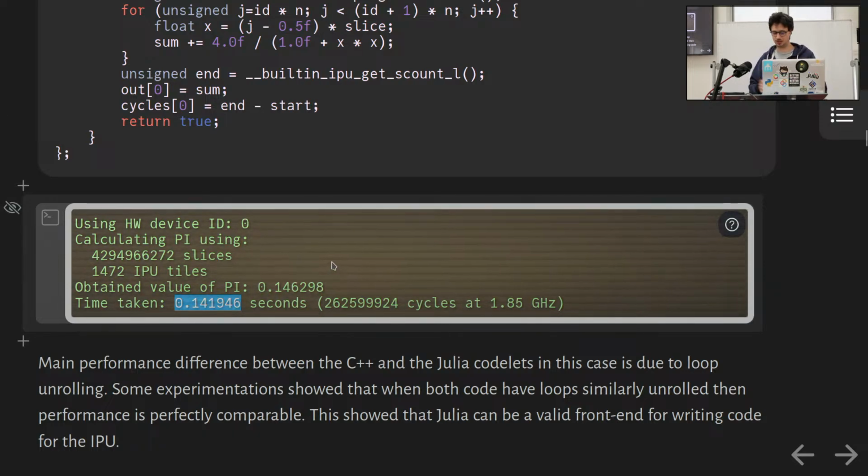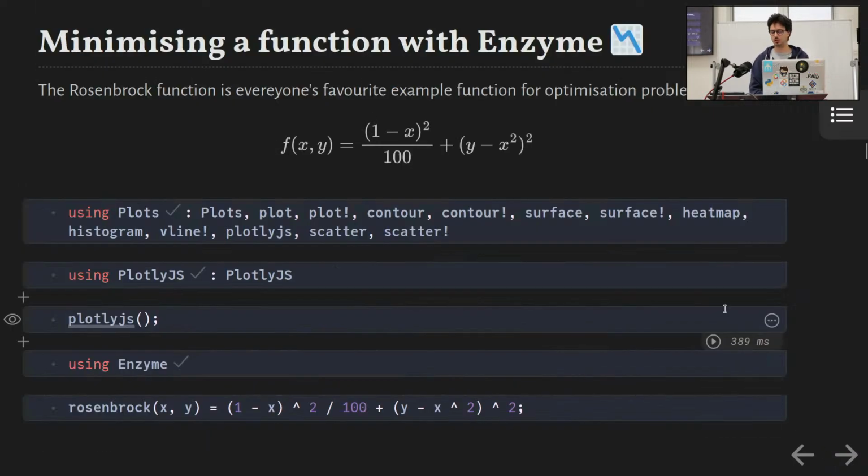My point is, we are very close to what you can get by writing the native C++ code. So I think this was a showcase that Julia can be a good front end for writing code for the IPU. But here we are at EnzymeCon, so we need to talk about doing some stuff with Enzyme.